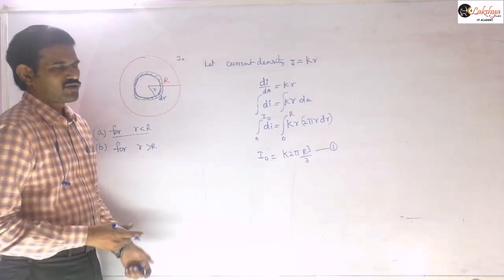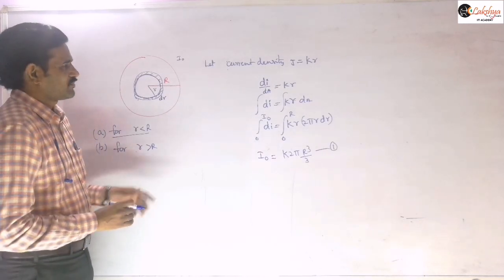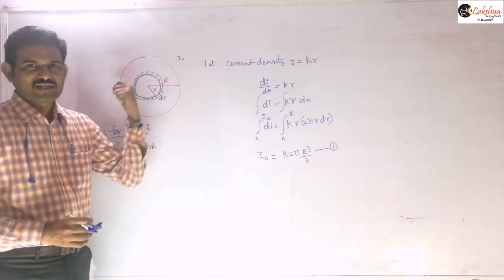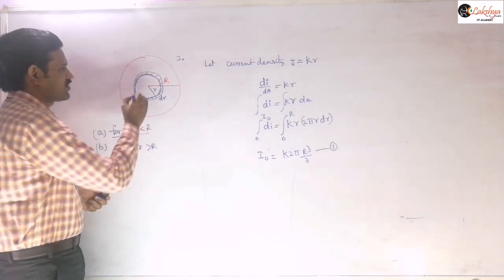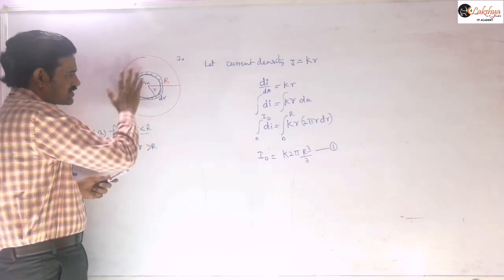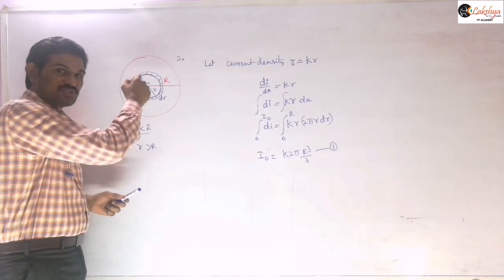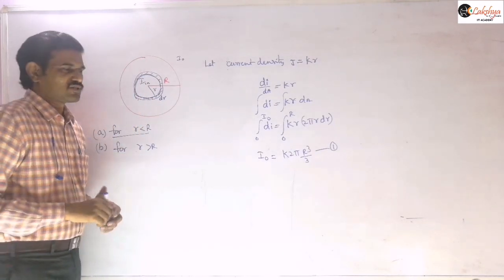Next I am going to calculate the current enclosed in a cross section of radius r. This itself I am taking as the Amperian loop here, so we need to consider the current enclosed by this Amperian loop. Suppose this is I in. That means throughout this cross section, from 0 to r, I in is the current flowing through that.